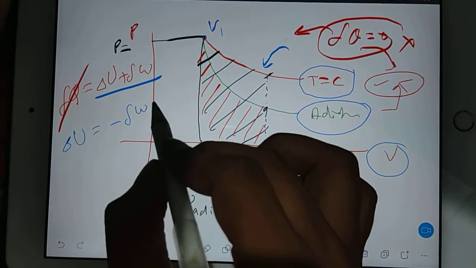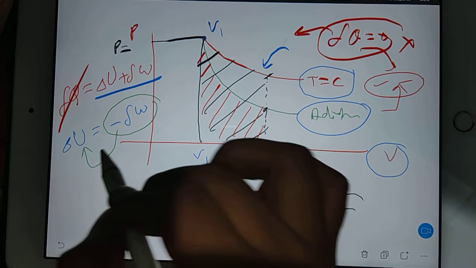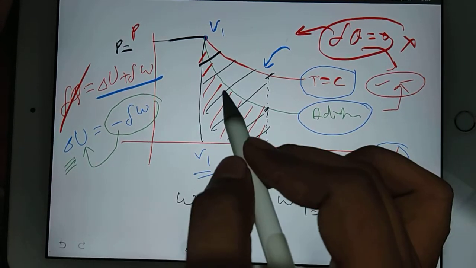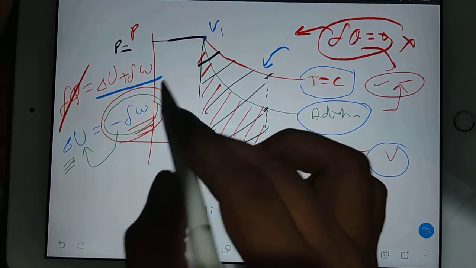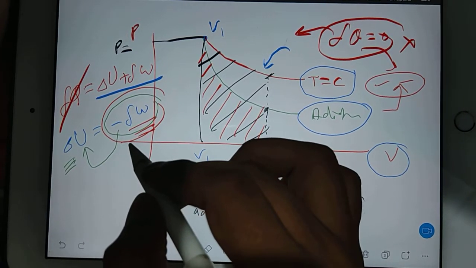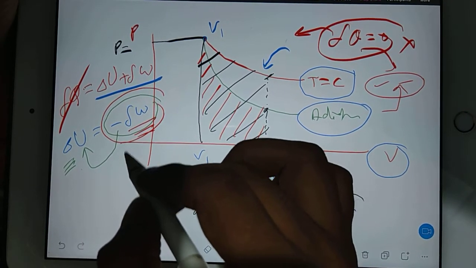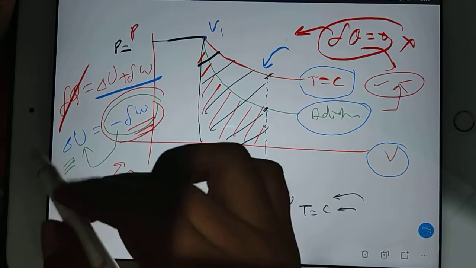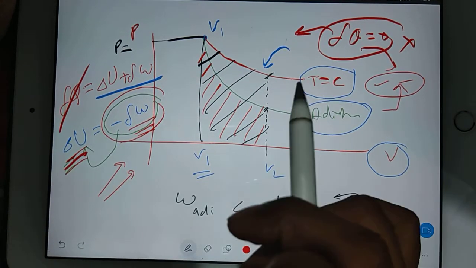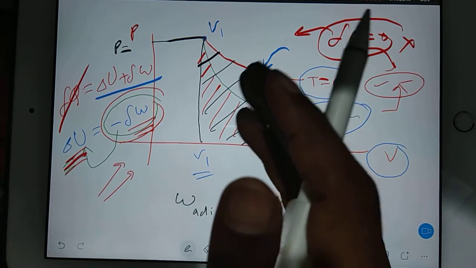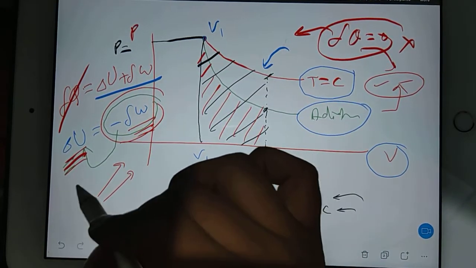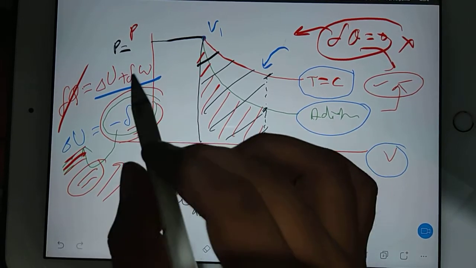It means if your work done is negative, then only your internal energy will increase. And under which situation is work done negative? Work done is negative when you do the work on the piston. I mean, when you do work on the system. So when you do the work on the system, then only internal energy will increase, because there is no heat interaction, because we are considering an adiabatic process this time. So the first thing is clear.